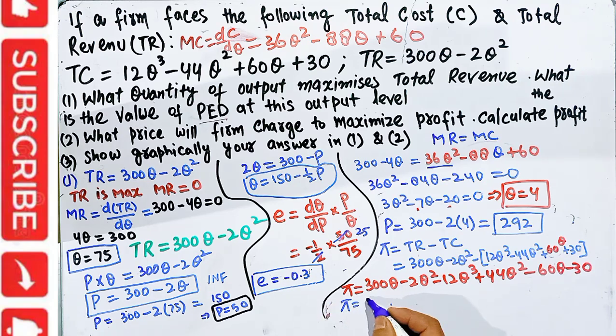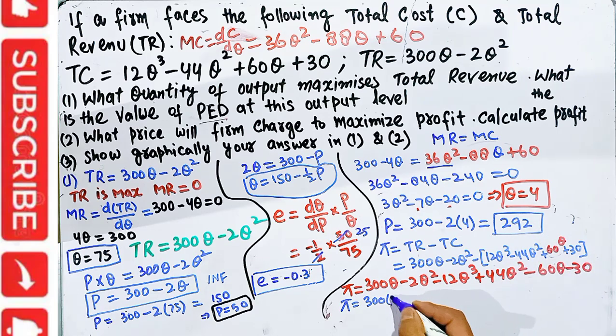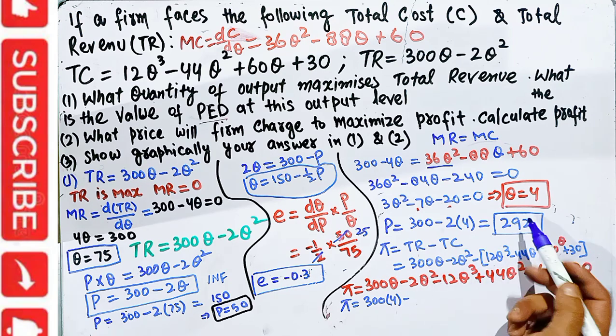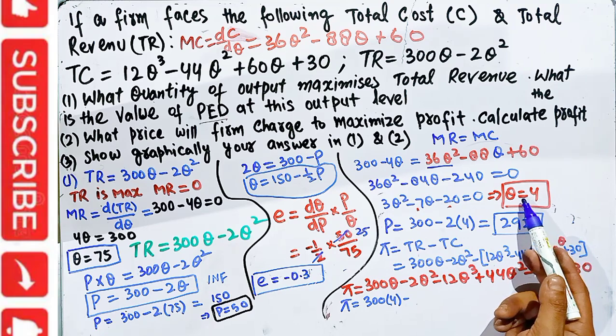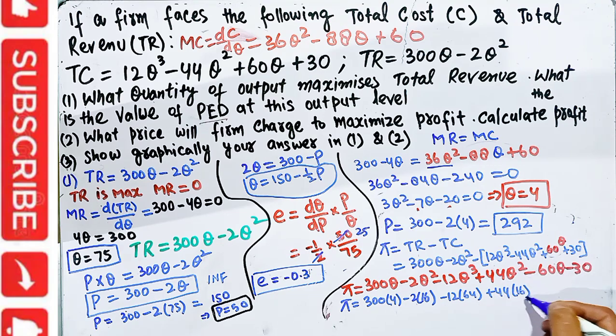So profit will be equal to 300. Profit maximizing output is 4, so in place of q we have 4. Similarly, minus 2q square means q square is 4 square, so 4 square is 16, so we will get 2 into 16, minus 12, 4 4s are 16, 4 16s are 64, plus 44, 4 4s are 16 again, minus 60 into 4 minus 30. When you solve this, we will get profit equal to, I don't have the space here to solve that, we will get 834 is the profit.